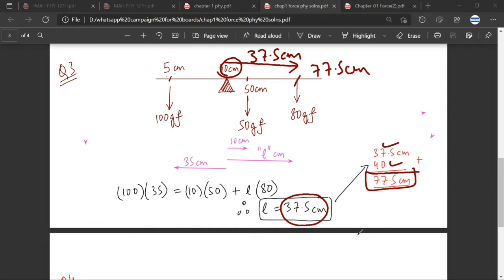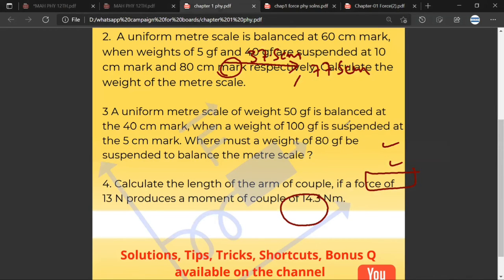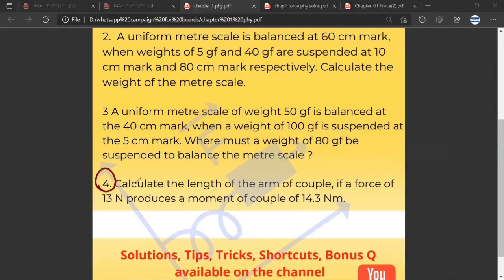Let's move to the last question. Mr. Sivang, can you read the last question? Calculate the length of the arm of the couple if a force of 13 Newton produces a moment of couple of 14.3 Newton meter. Sivang, how should we do this question? Moment of couple is given and force is given, and we have to find the distance. So torque is equal to force into perpendicular distance.